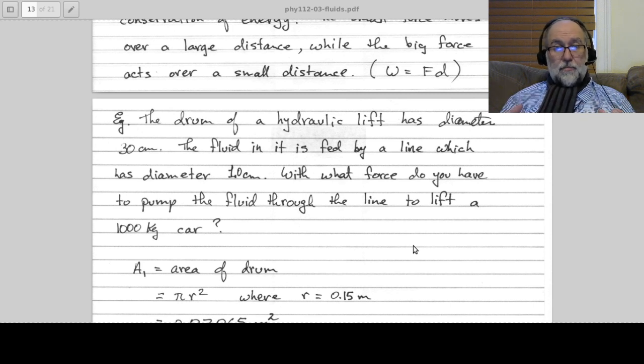But there's a huge drum. There's a huge drum that's lifting the car. And inside of that drum, they're pumping it with a hydraulic fluid, okay? And so that's what inspired this problem here, okay?